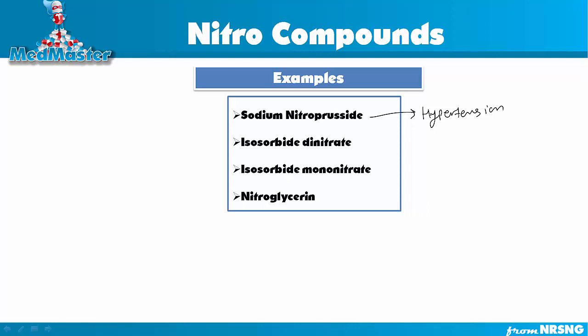There's isosorbide dinitrate and isosorbide mononitrate, and you have probably seen these drugs a lot. Nitroglycerin: if someone has a myocardial infarction, angina pectoris, or even high blood pressure, they would put them on nitroglycerin. So these are the four main medications in this class.